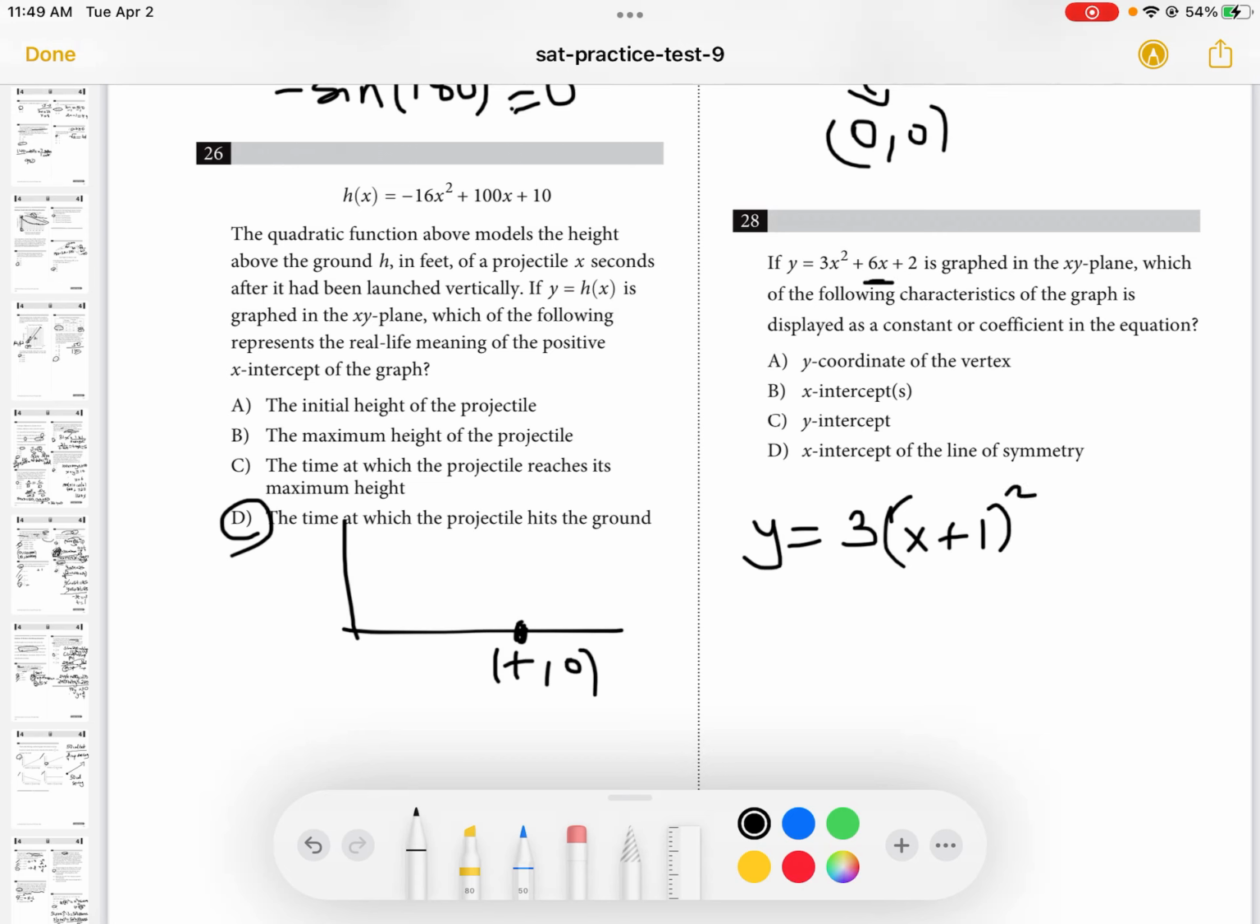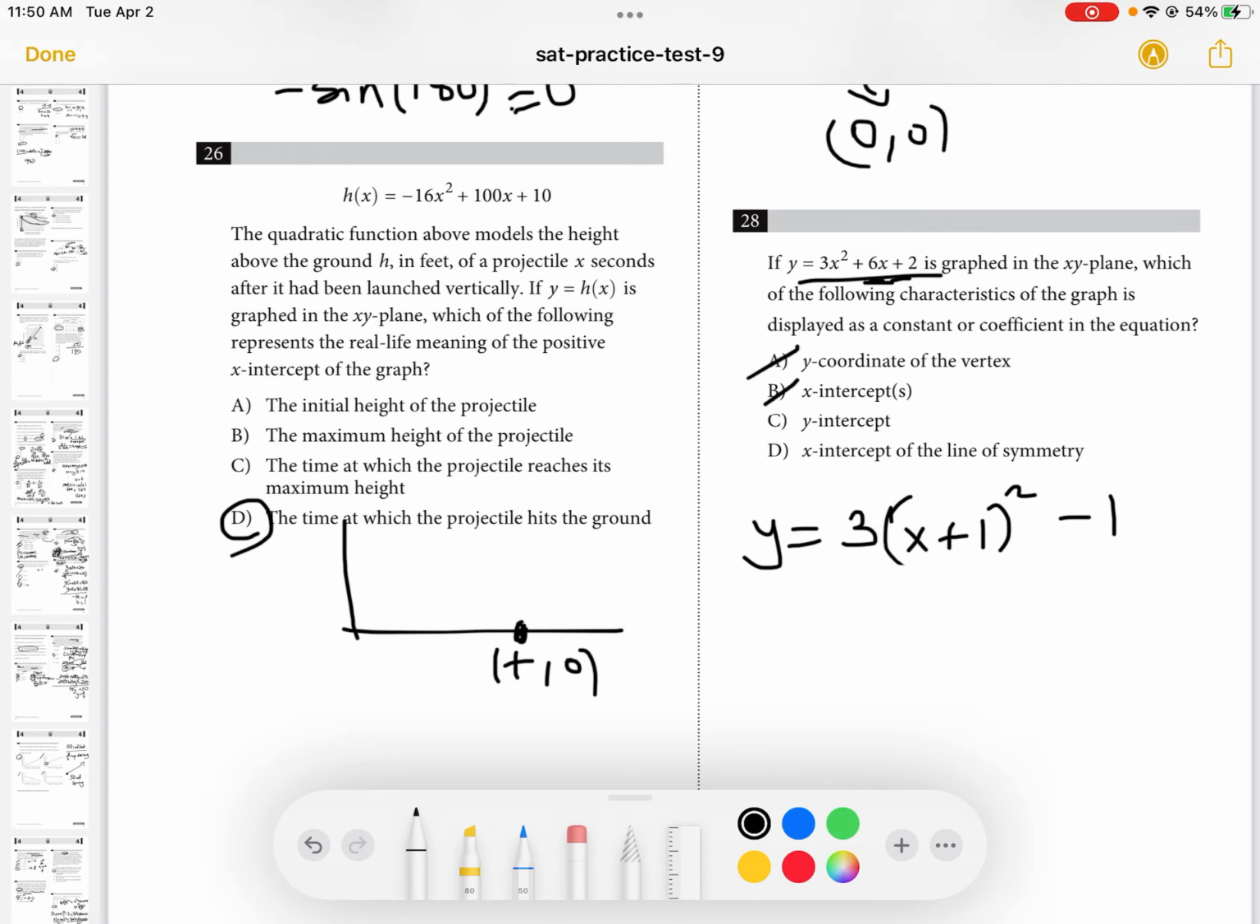If we square x plus 1, we'll get a 2x inside, and when we multiply by 3, we get 6x. So it'll be 3 times x squared plus 2x plus 1. That'll be 3x squared plus 6x plus 3. What do we have? A plus 2 here, so we need to subtract 1. The y-coordinate of the vertex is negative 1. That's not shown anywhere in this function equation. You can't find that out instantly, so no.